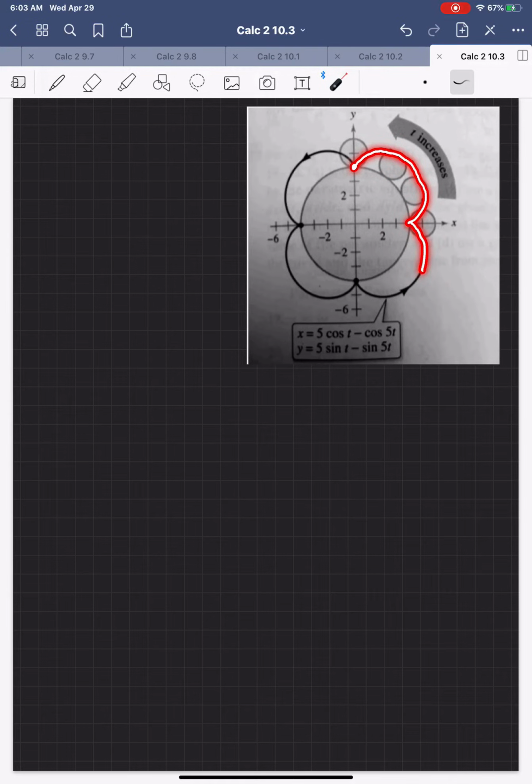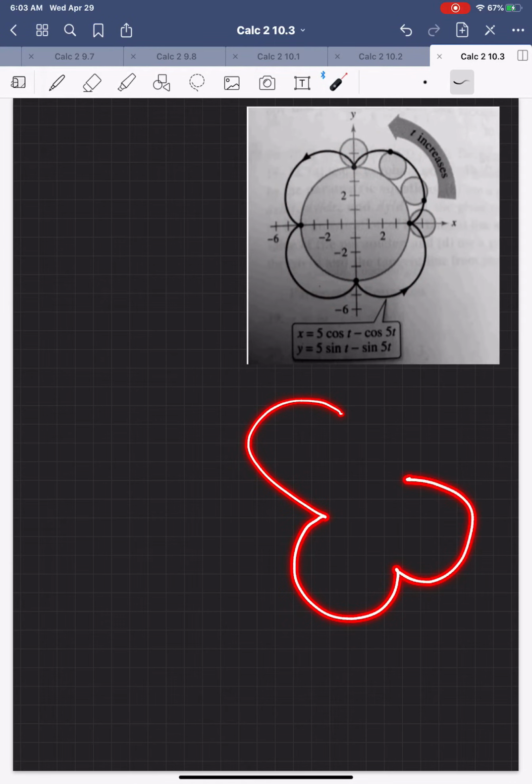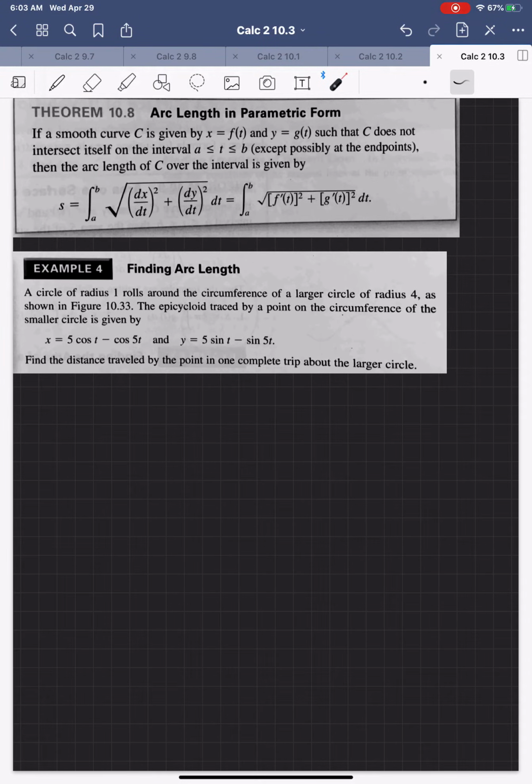You can see how, and actually I'm going the wrong way, you can see how it would just trace out the following curve. Now I could erase the circles, and although it's not very well drawn with this stylus, this is the shape of the parametric curve that we're actually trying to find the arc length of. So hopefully that picture helped you.